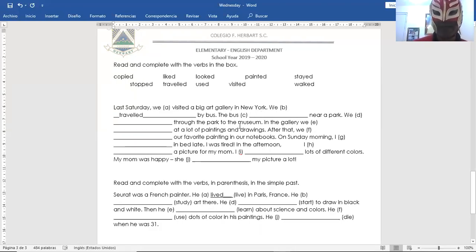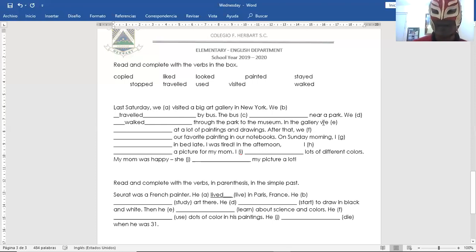Let's continue. We through the park to the museum. So what do you think is this one? Walked. We walked through the park to the museum. Caminamos a través del parque. We walked through the park to the museum.